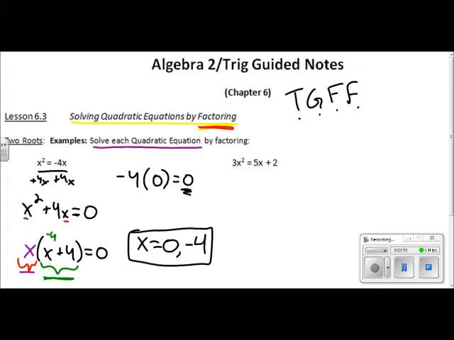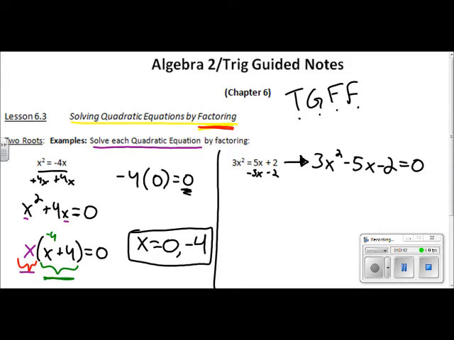Now moving on to our second example here. We have 3x squared equals 5x plus 2. Again, we want to get it into a form where it's set equal to 0, so I'm going to subtract 5x and subtract 2 from both sides. This way, we get 3x squared minus 5x minus 2 equals 0.